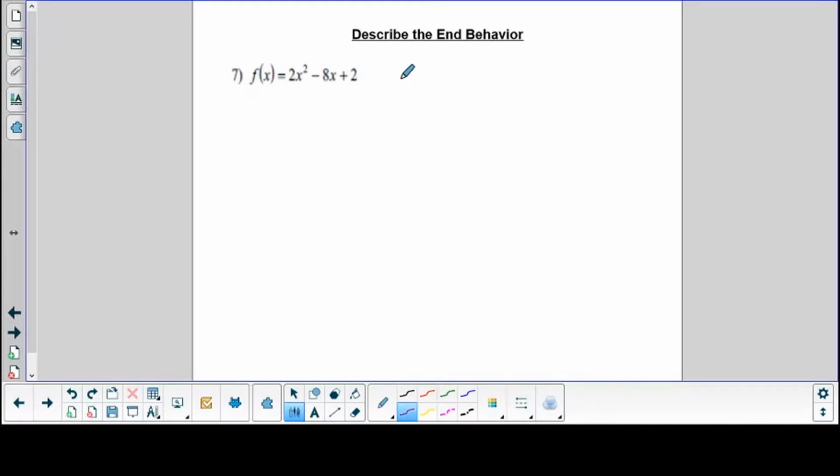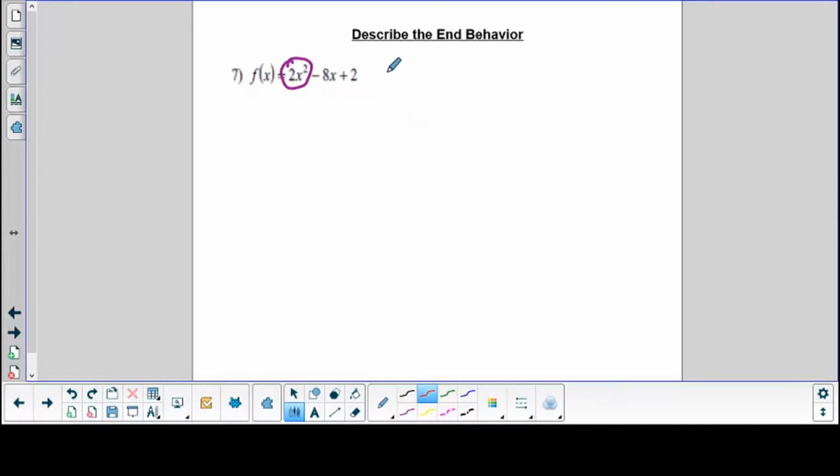Remember, there's one thing we need to check. We need to first make sure that this equation is in standard form. So we want to make sure it's highest power to lowest. So notice I have f of x equals 2x squared minus 8x plus 2. My highest power is first, and then I go to the lowest. So we can use this leading term, the 2x squared, to determine what our end behavior is going to do on the function.